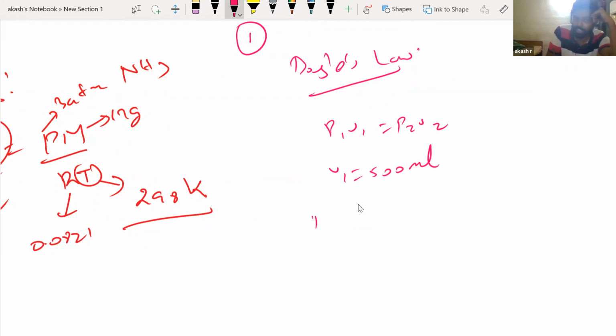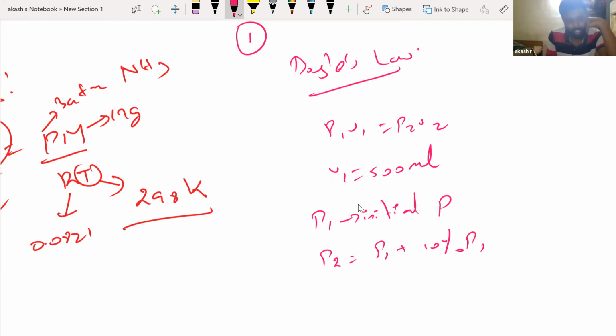Say initially the pressure was P1. This is your initial pressure. What are they telling? They are telling that the final pressure is 10% higher than the initial pressure. So can I write it like this? It is equal to P1 plus 10% of P1, right? P1 plus 10% of P1.